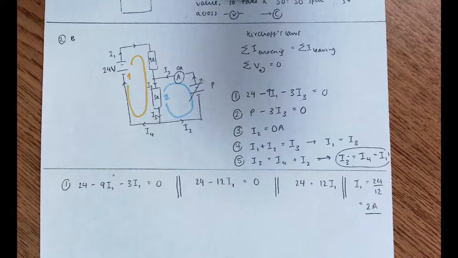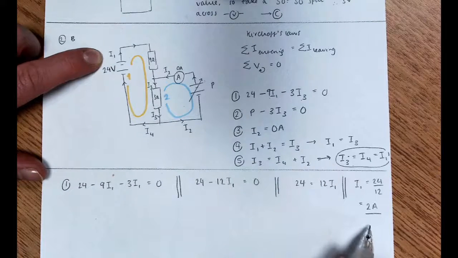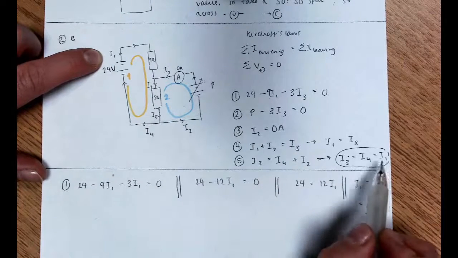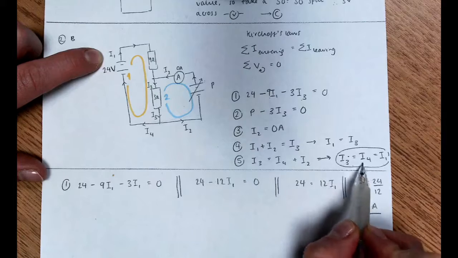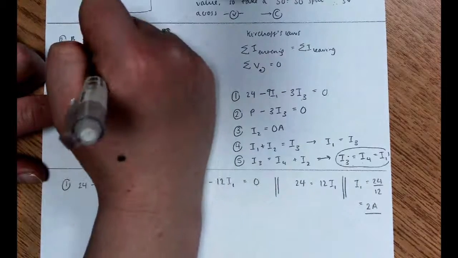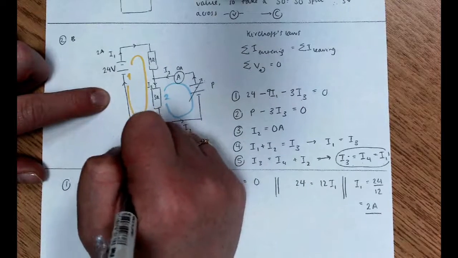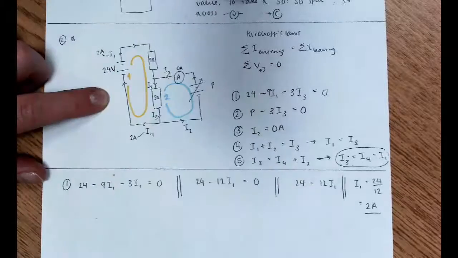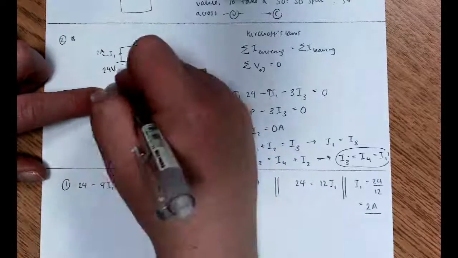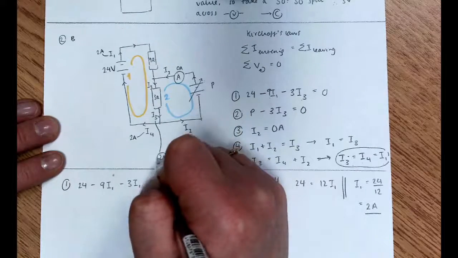Okay, now this is helpful. I now know that the current I1 is 2 amps, but I also know that I1 is equal to I3 and I4. Okay, so therefore I have 2 amps leaving the battery, I have 2 amps for I4 going into the battery, but I also know that I3 must also equal 2 amps.